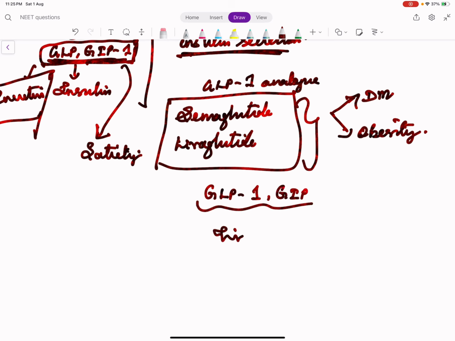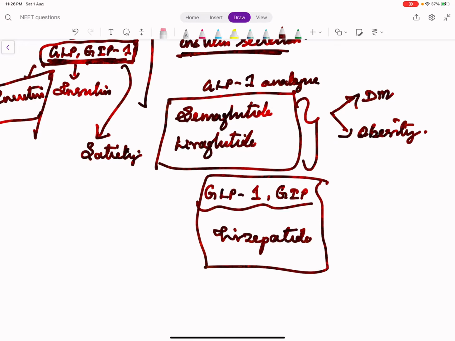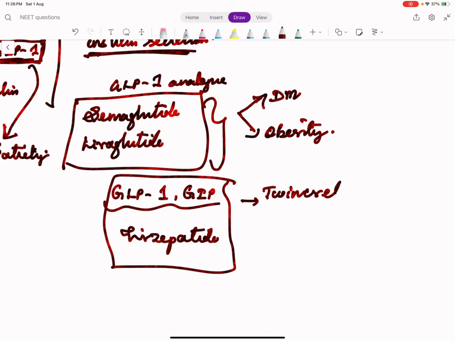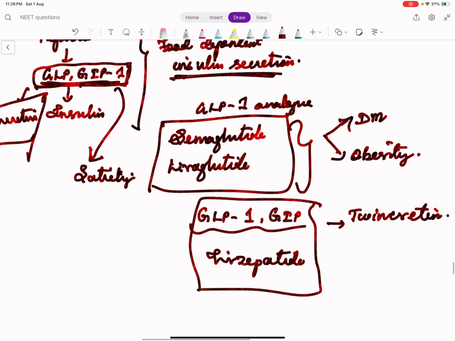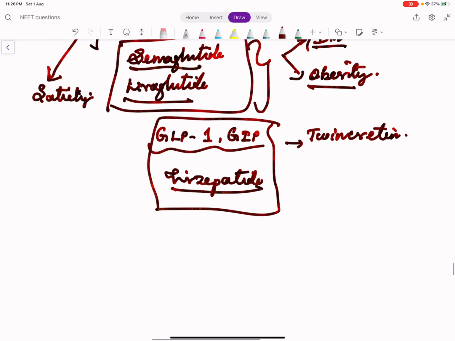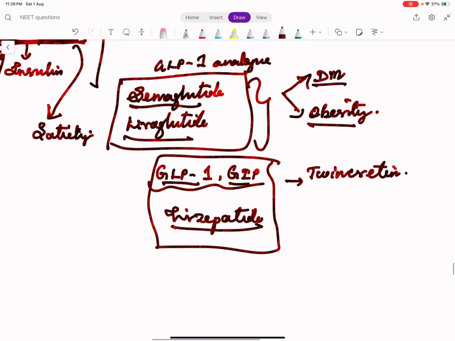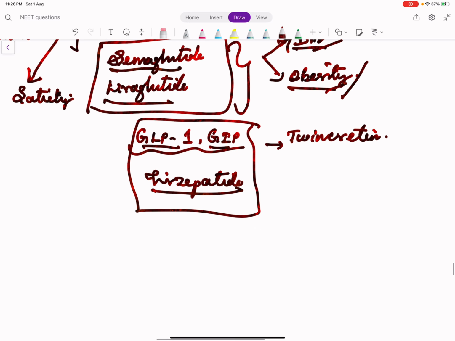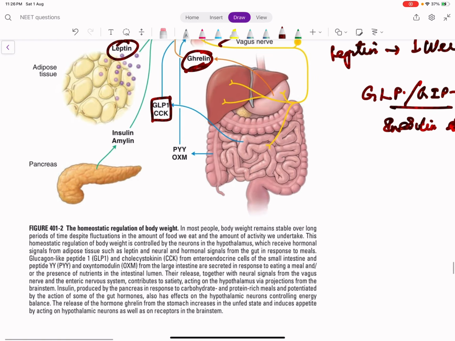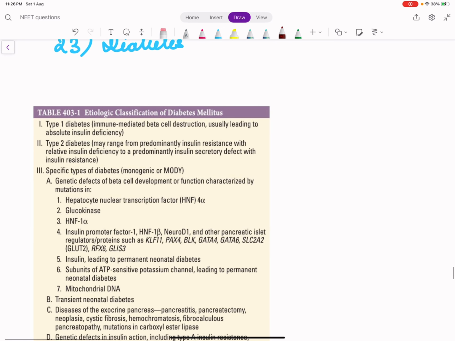There's another drug called as tirzepatide, which acts on both GLP-1 and GIP. So it is called as twincretin agonist. Okay, so semaglutide and liraglutide are GLP-1 agonists, GLP-1 analogs, which are used in DM and obesity. Tirzepatide is an even better version because it acts on both GLP-1 and GIP-1. So it is also used in DM and obesity. It can also be used for obesity-related diseases like OSA, etc. So that's why you must remember this ghrelin, GH1, etc.